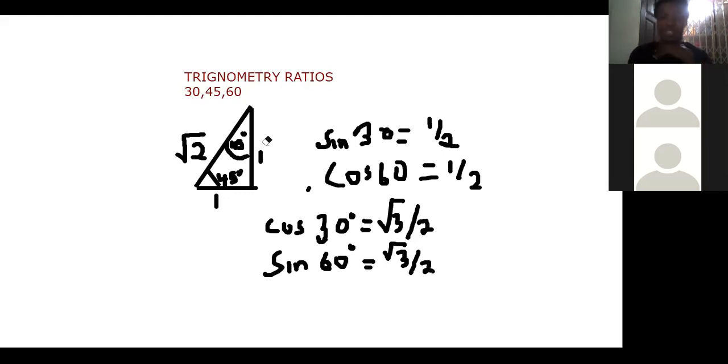So it will give us 0.7071. Am I correct? Yes, sir. Okay. So let's check sine. We can also use the same formula. Let's also check sine 45.